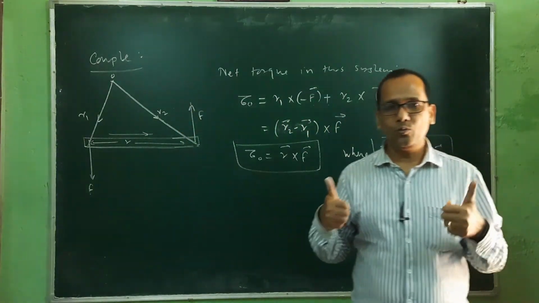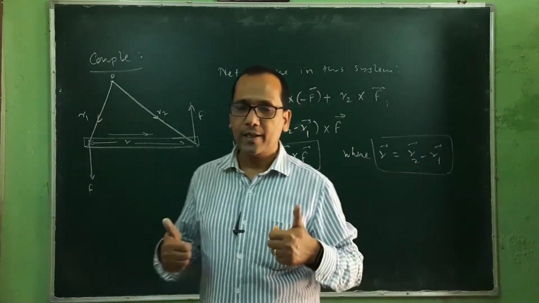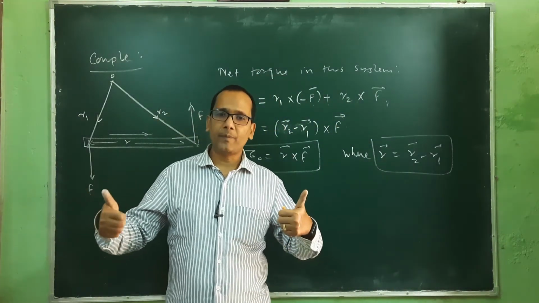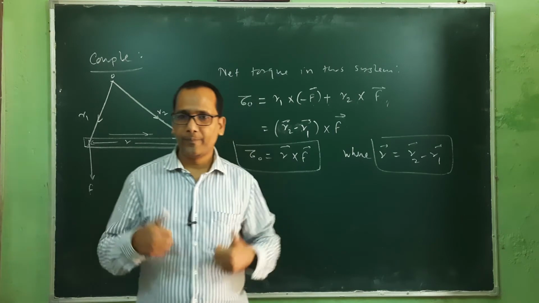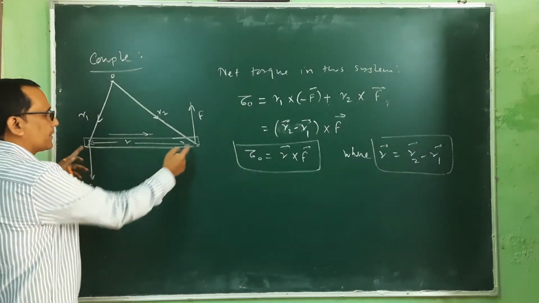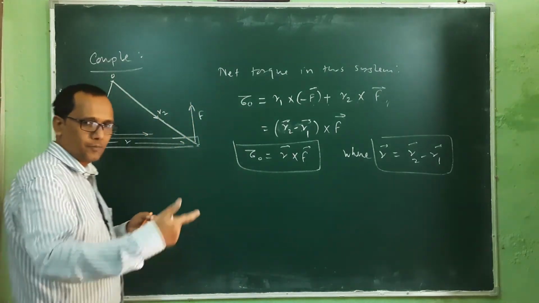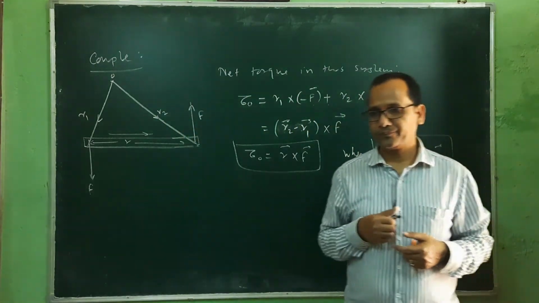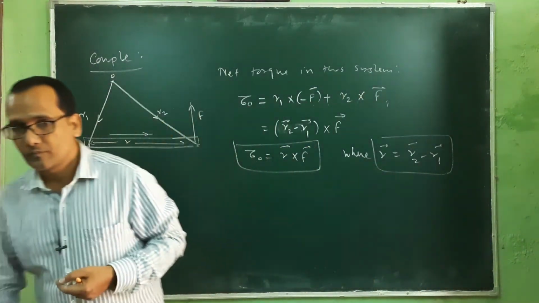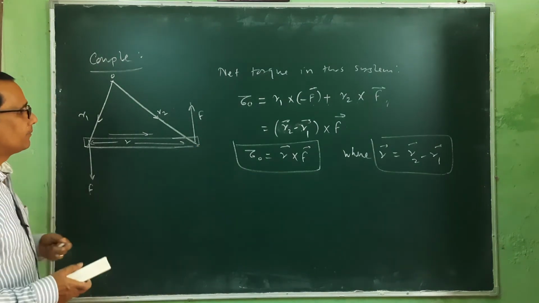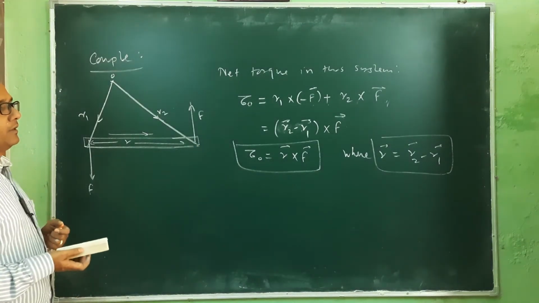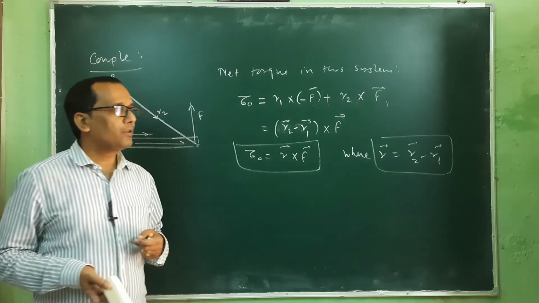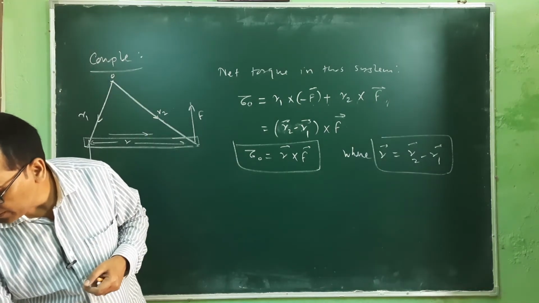Couple means two identical forces applied at a particular distance on a body. So this is one force, this is another force, and this will try to rotate the body around a particular axis. Then this is a couple. Okay, this is a simple derivation. I think I have covered everything.